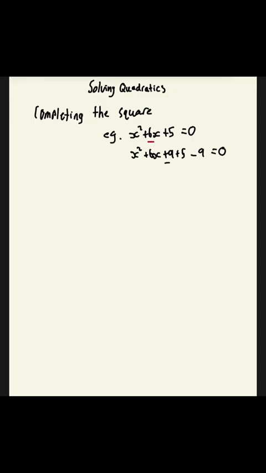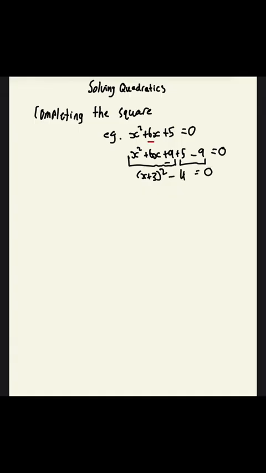So now we can see that we have a perfect square. We have x squared plus 6x plus 9. We can factorize that into x plus 3 squared. And then we can take these two and combine them. So we have positive 5 minus 9, which gives us negative 4. And this is still equal to 0.